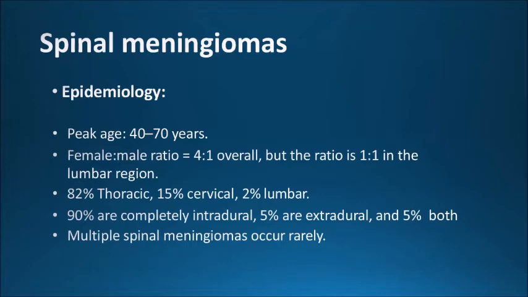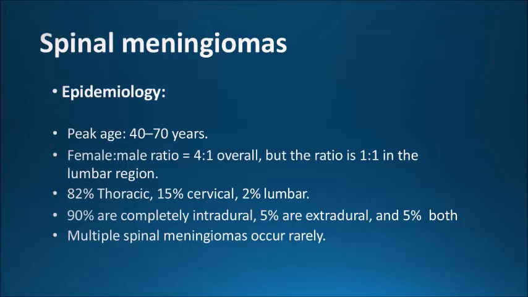So now coming to the different types of spinal cord tumors, spinal meningiomas. These are the most common intradural extramedullary spinal cord tumors, and they usually peak at 40 to 70 years of age, and more commonly in female patients. Most of the spinal meningiomas involve the thoracic region. About 82% of spinal cord meningiomas occur in the thoracic spine, and most of them are intradural and extramedullary, but they can also be extradural or both.